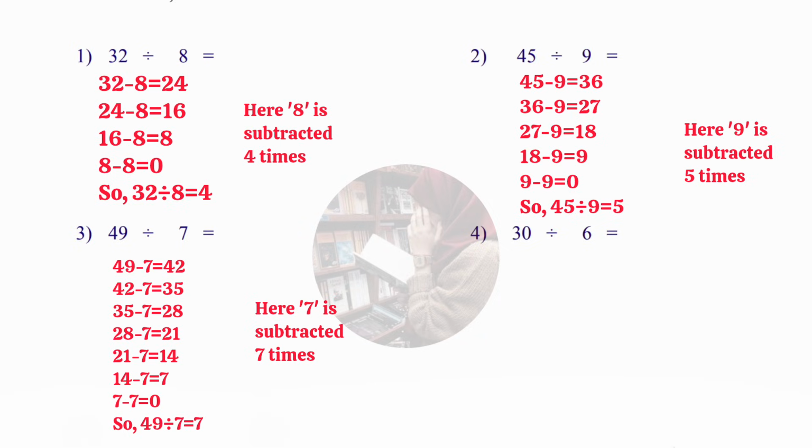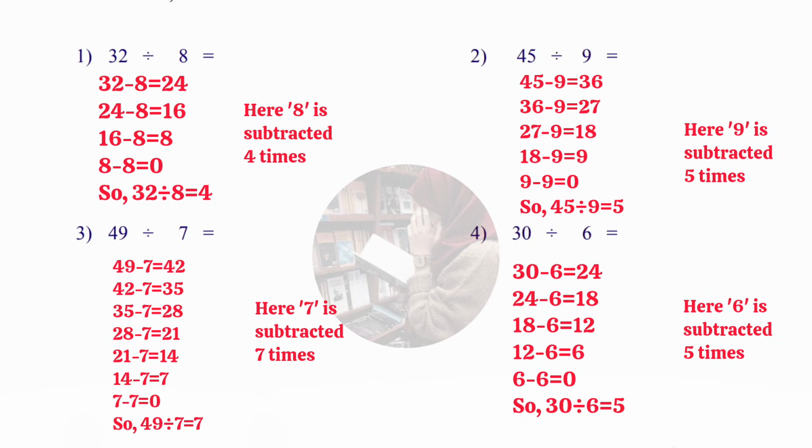Let's see the fourth one. 30 divided by 6. Okay, 30 minus 6 is 24. 24 minus 6 is 18. 18 minus 6 is 12. Sorry, 12 minus 6 is 6. 6 minus 6 is 0. So how many times have we subtracted 6? So 5 times we have subtracted. So write it down. 30 divided by 6 is equal to 5. Okay, 6 5s are 30. Got it, guys?